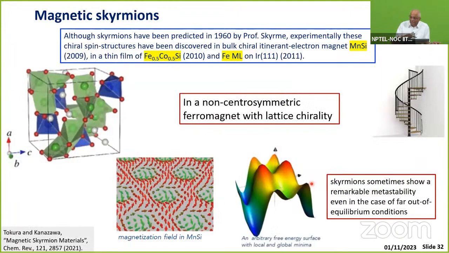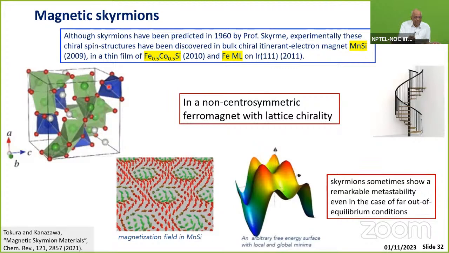And do they occur? Yes, in fact. Originally, it was predicted by Professor Skyrme in 1960, when he was looking at some soliton-like equations. And later, it was experimentally observed: predicted in 1960, experimental observation in 2009. So it takes time because you have to have the material. So material discovery is a very important constituent of this whole thing. I will mention that towards the end as well. So the manganese silicide, iron cobalt silicide, monolayer of iron, they all show these exotic skyrmion structures.